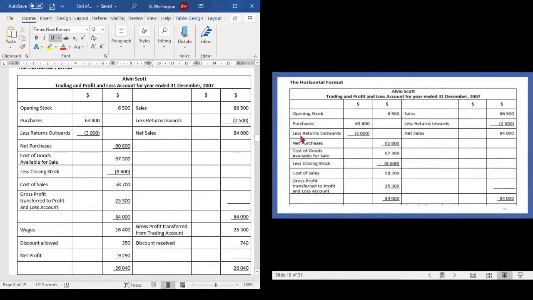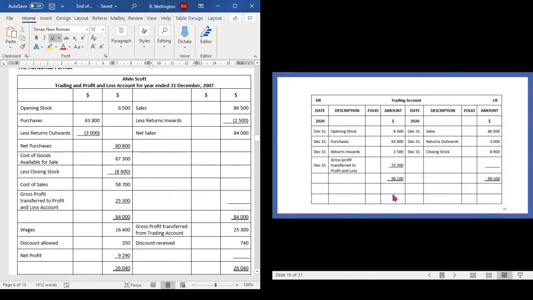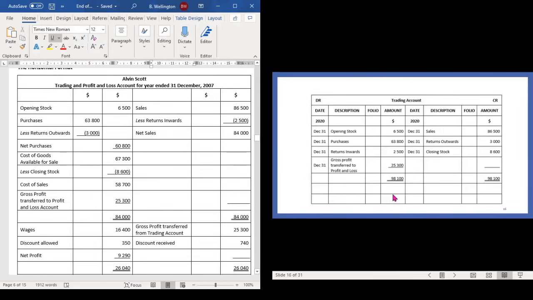Okay, so we're showing all those items, and when you compare the two styles of presentation, okay, let us look back at the one we did before. You will notice that we're getting the same gross profit figure.